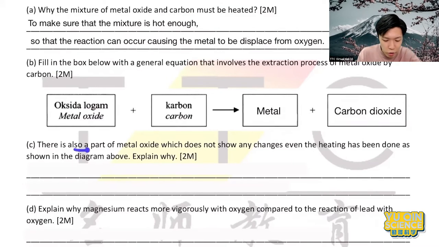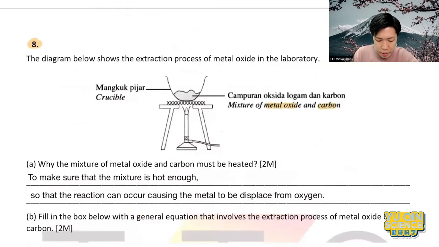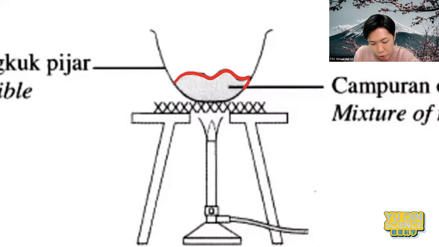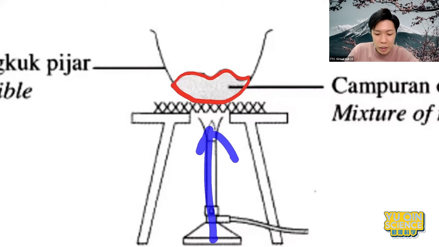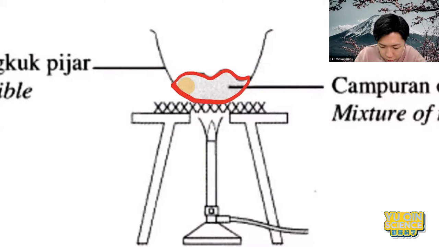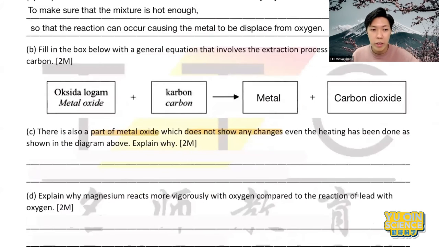Okay, there is also part of the metal oxide that does not show any changes. Means what? Okay, example. This is all the metal powder and carbon. When I heat up, the whole thing should have reaction. But now, one part, nothing happened. Let's just assume the blue color part has no reaction. I don't care. Only this part has reaction. Okay, that's the question, yeah? Why?